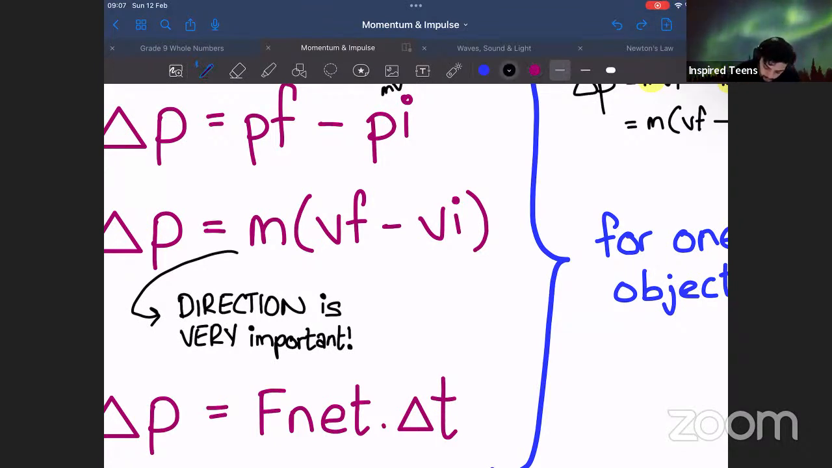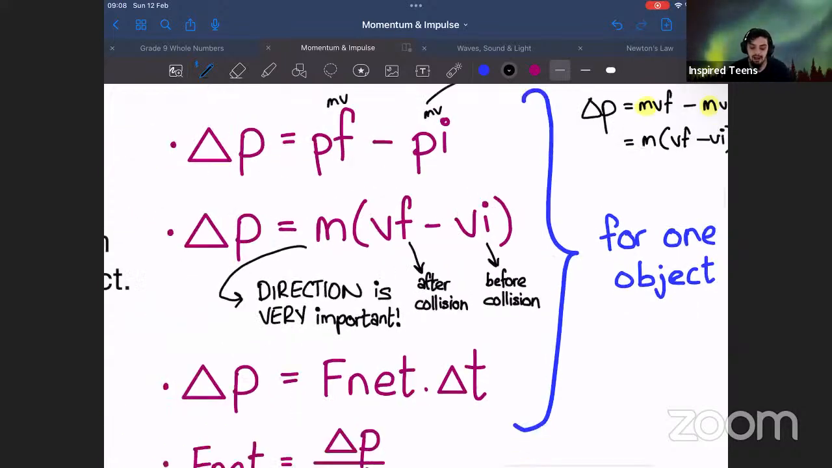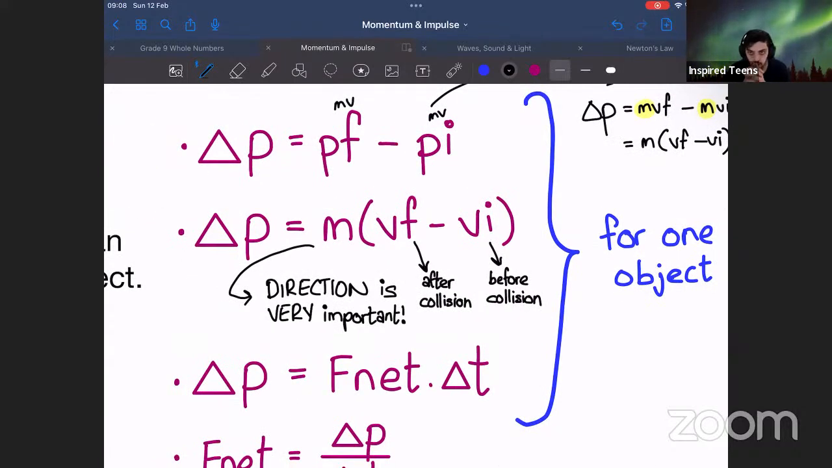Now, one more thing about this formula is the V final. In momentum, we deal with collisions, crashes, when two objects collide, when something knocks the other one, however you want to say it. The V final is actually after collision, and the V initial is before collision. Again, these notes will be sent to you guys. V final after collision, V initial before collision.